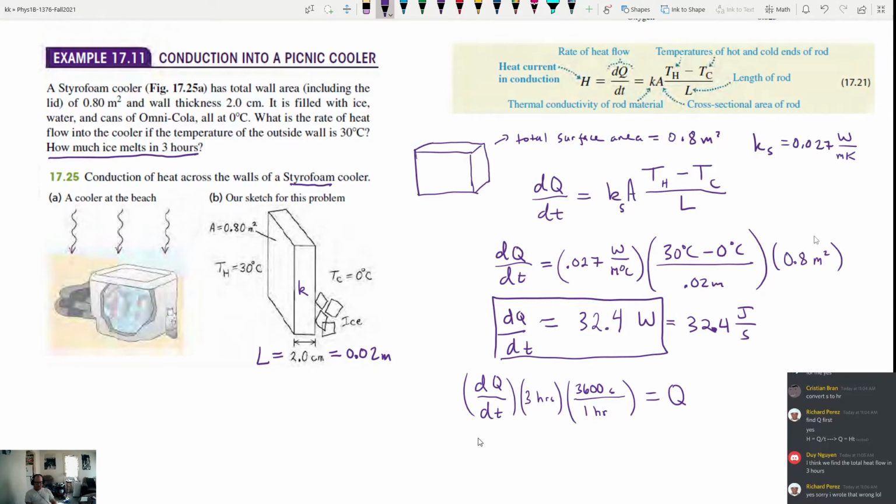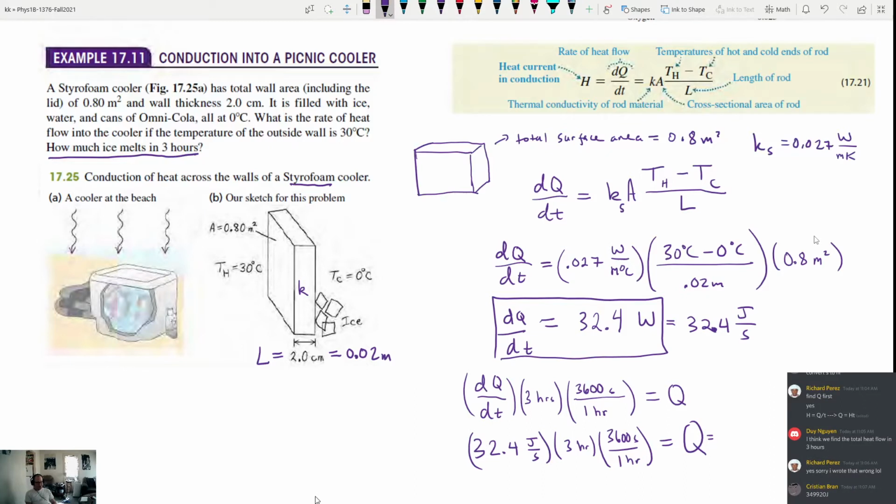So all we got to do is just put 32.4 joules per second, and then multiply by 3 times whatever, all this stuff. All right, what do you get? What do you get for Q here? Just barely enough room to write this. Can we call it 350,000? Is it 349,920? So 350,000 is probably good, right? Just a nice round number.